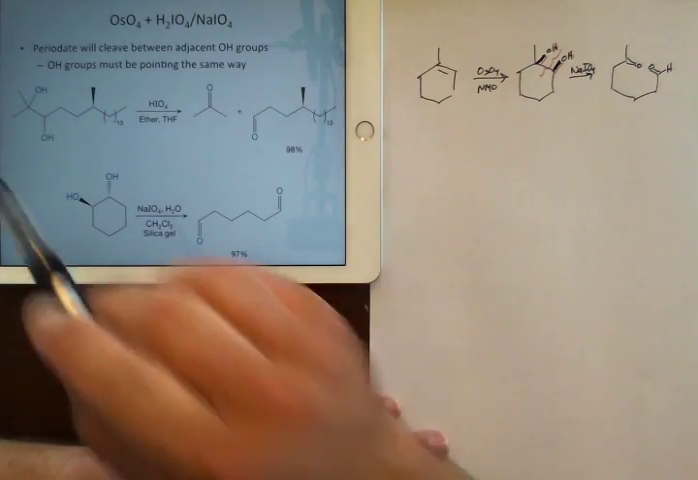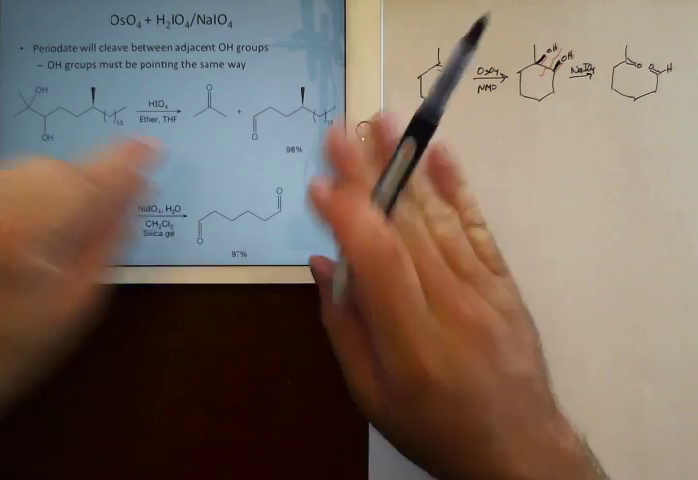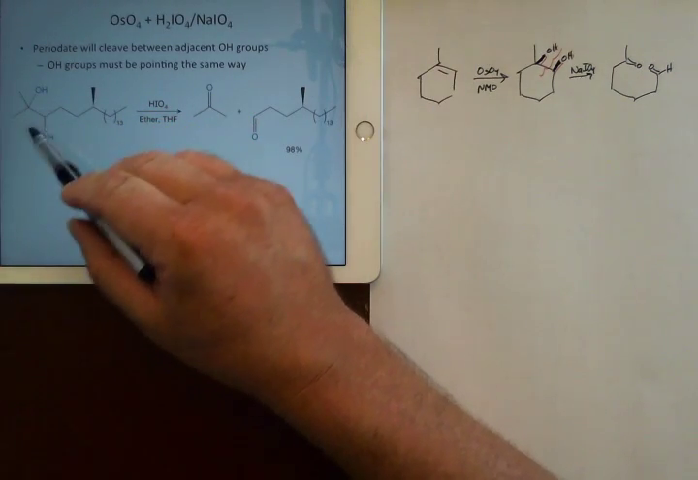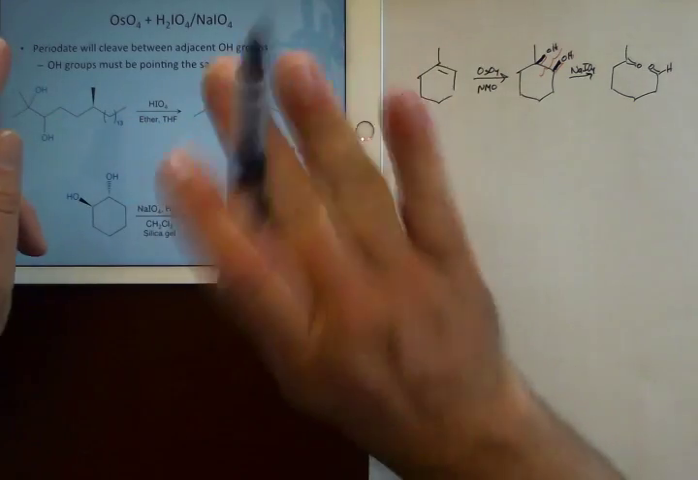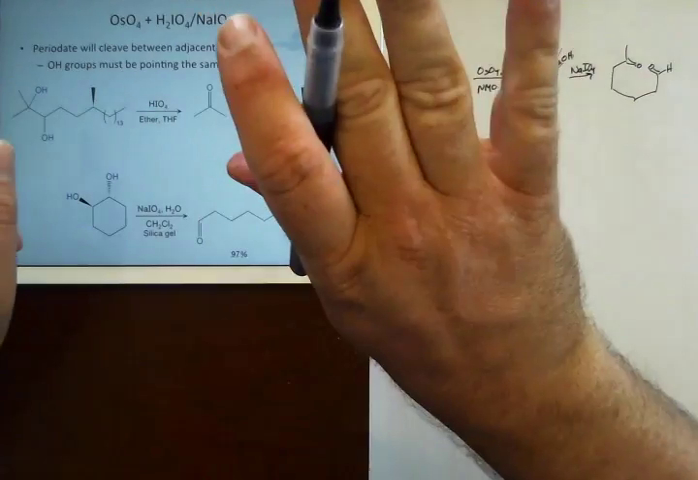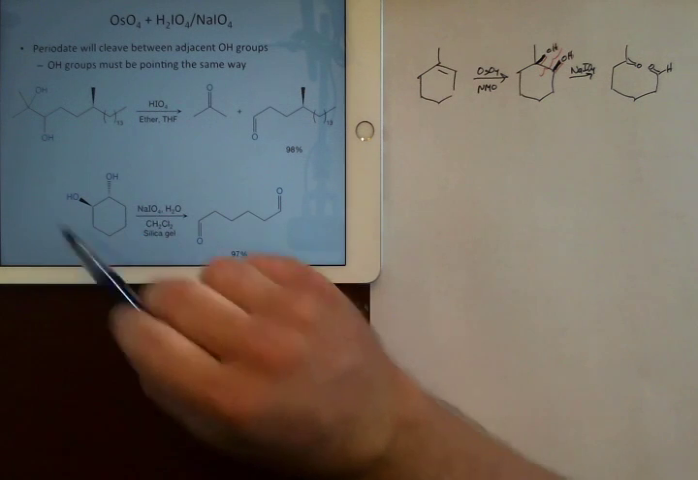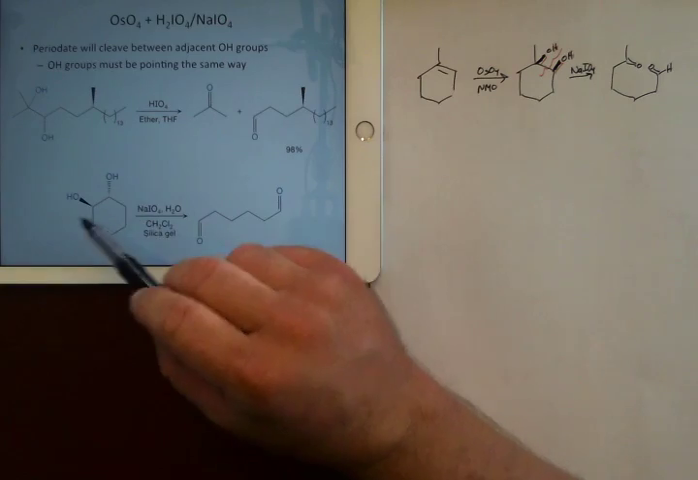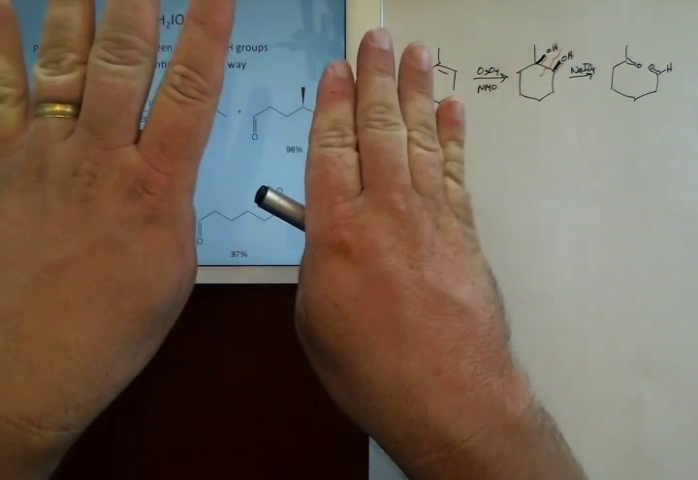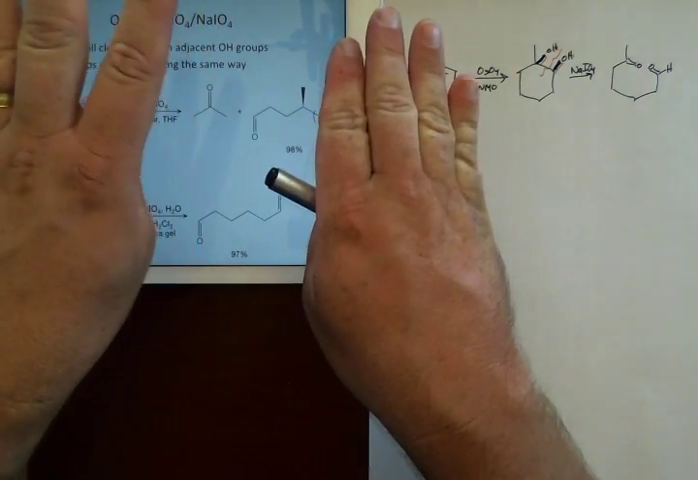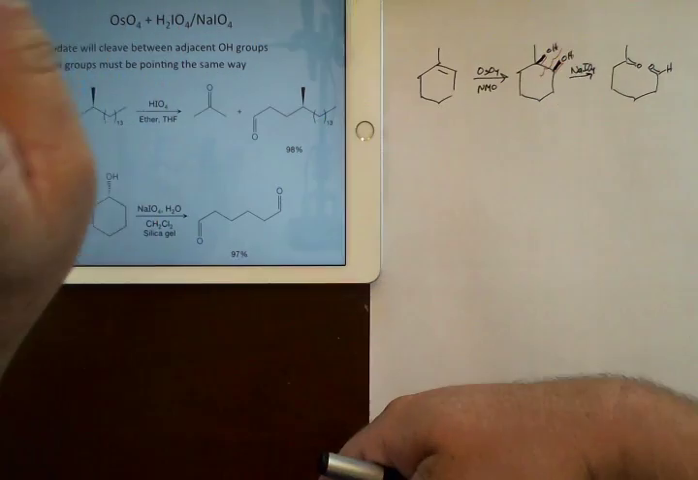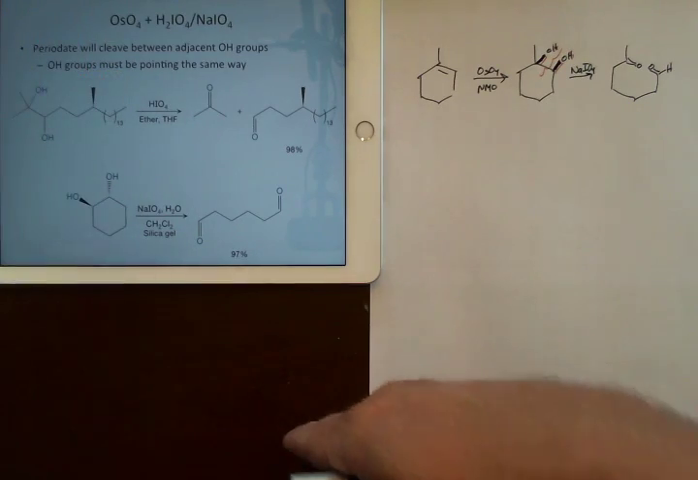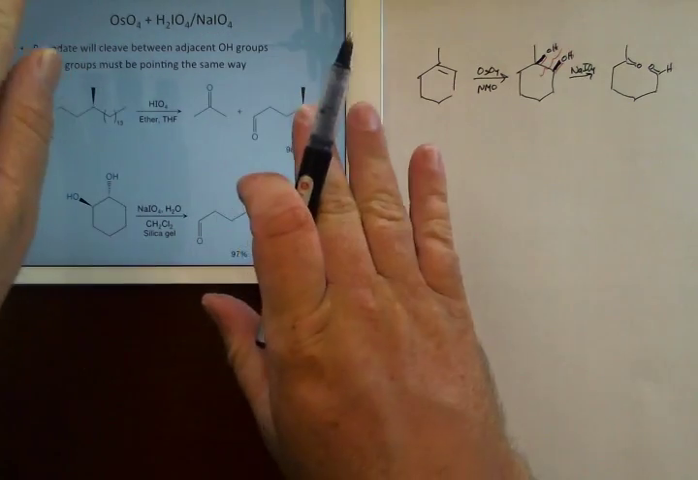But the OHs have to be pointing generally in the same direction. For regular carbon-carbon bonds, you can get free rotation around, so as it rotates, it's going to get to where it needs to go. Now for a ring, you have to be careful. If they're both equatorial, that's close enough. But if they're equatorial and axial, it's probably not going to work. If they are both axial, it's definitely not going to work. So they have to at least be close to each other.